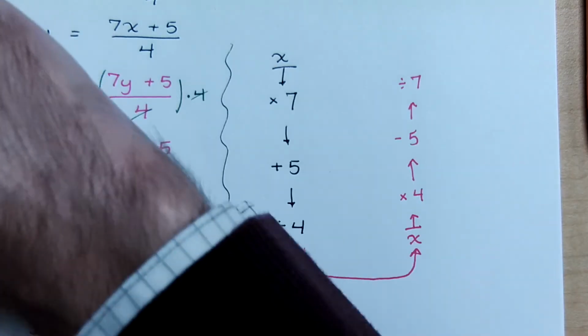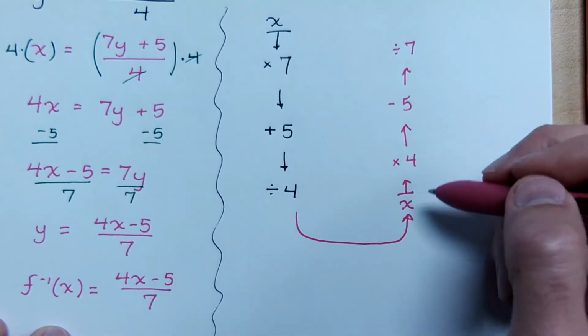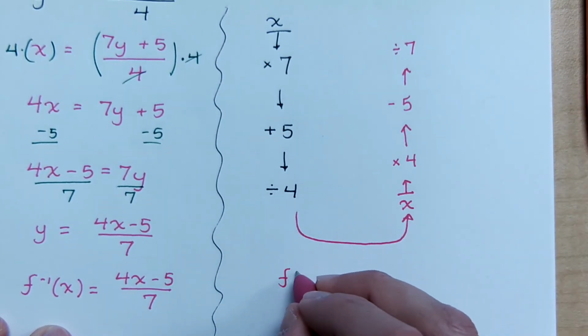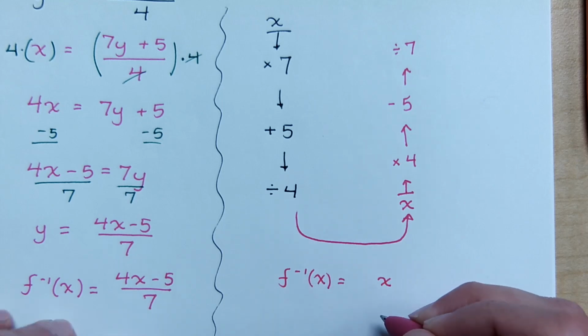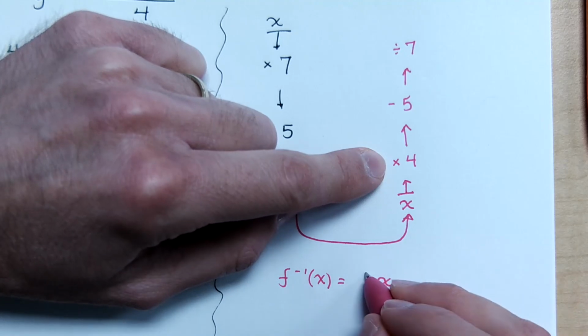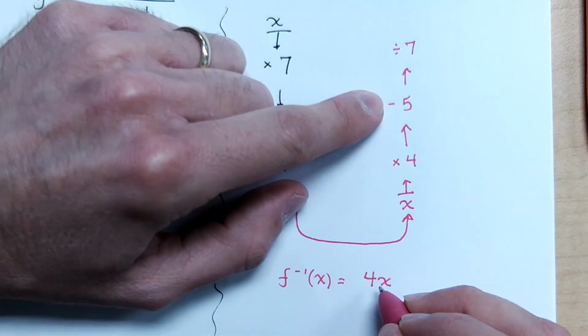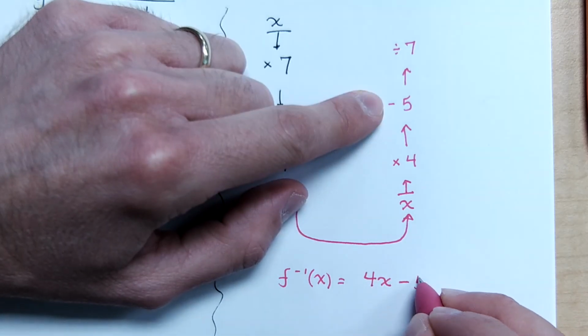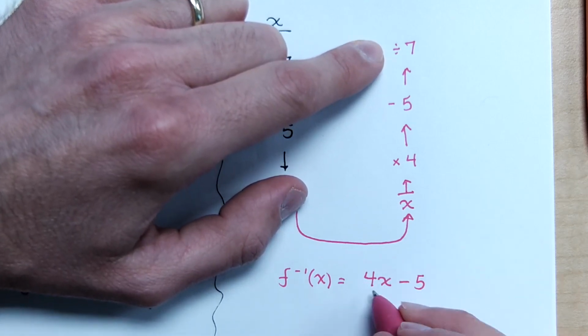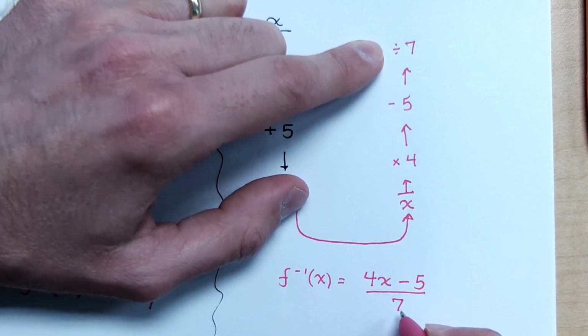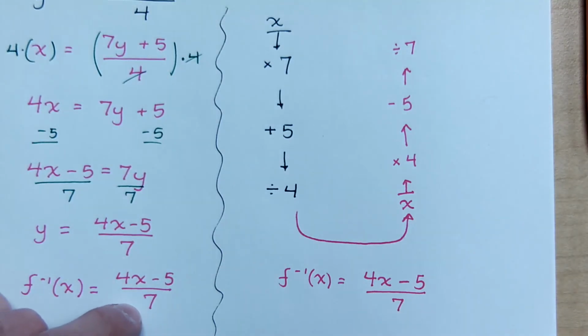So here's how you're going to write your inverse, just based on these steps that I have right here. Your inverse function, you start with x, and what did I do first? Follow the arrows. Multiply times 4, then what? Subtract 5. I subtract 5 off of that whole value, and then I take that expression and do what? Divide the whole thing by 7, and boom, there it is.